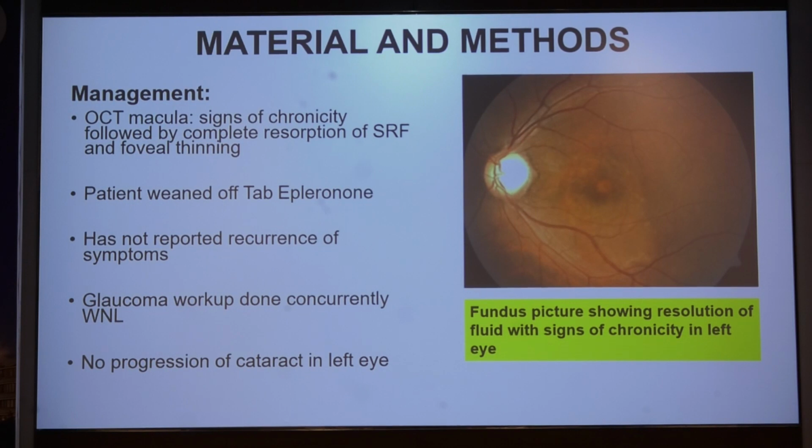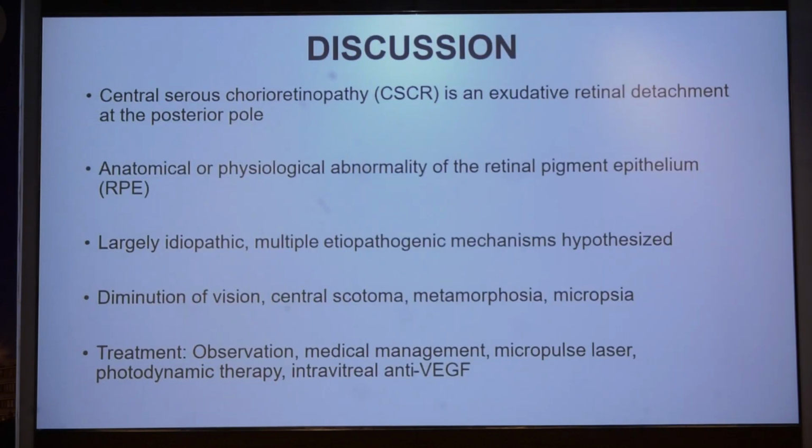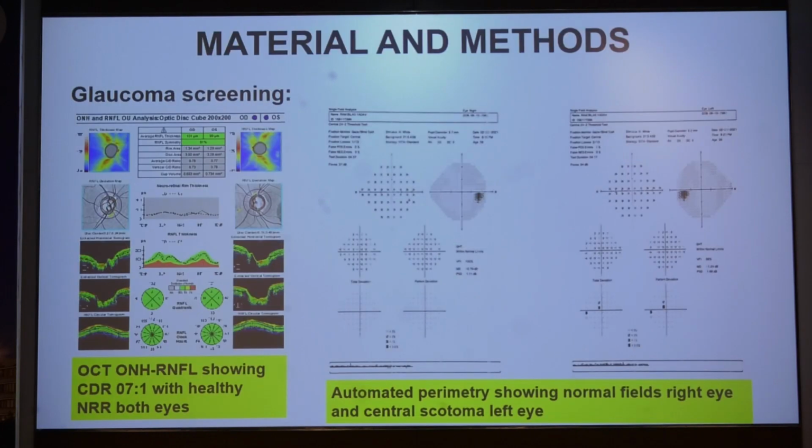So the present status of the patient is the vision is 6/6. There is some residual metamorphopsia. The patient is presently not on any drug and has not reported any recurrence of the symptoms. In view of the increased cup-disc ratio, we also took up a glaucoma workup concurrently, which was unremarkable. And the cataract that we discovered in the left eye did not progress with time. This is the glaucoma workup that we did.